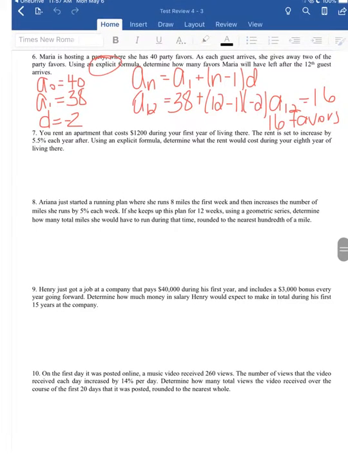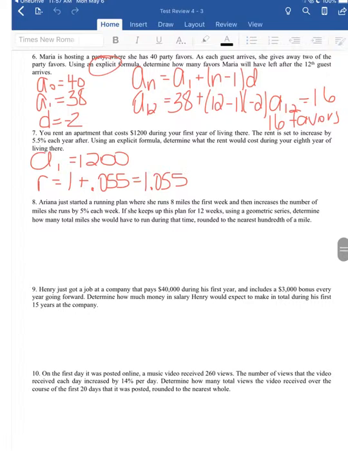Okay, number 7, you rent an apartment that costs $1,200 during your first year of living there. So a sub 1 is equal to $1,200. The rent is set to increase by 5.5% each year. So the r value, careful, this is tricky. You take 100% of what you have, and then you are increasing 5.5%, or 0.055. So r is 1.055.